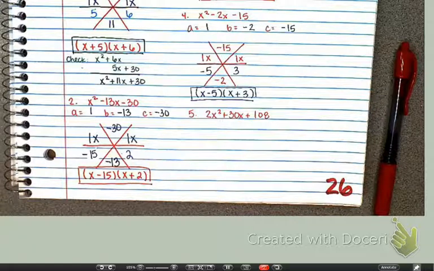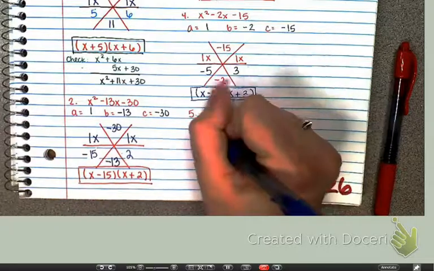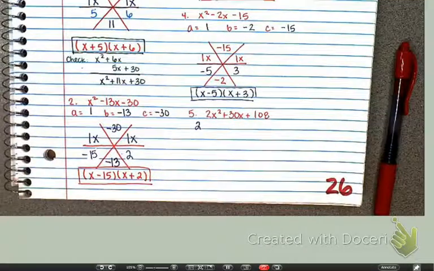Okay, it's a 2x squared, and I told you right now all of our a's should be 1, right? But if you go back up to our list at the very top that says factoring, what's the very first thing we should look for? GCF. Is there a GCF for 2x squared plus 30x plus 108? Is there something I can pull out? A 2. Okay, so I need to pull out the 2 first.